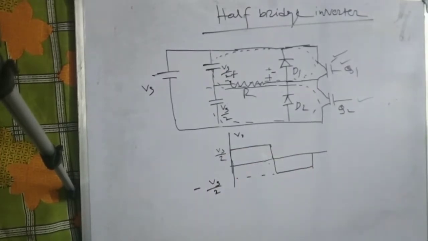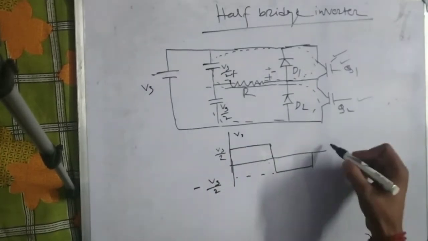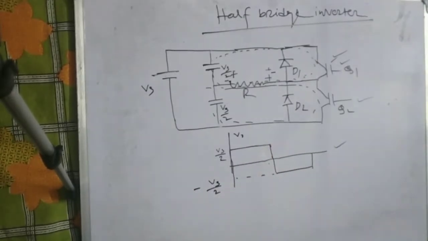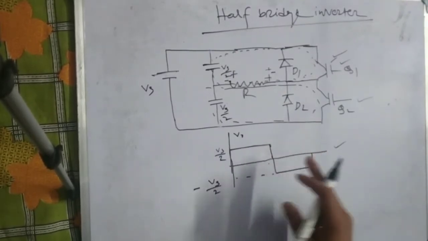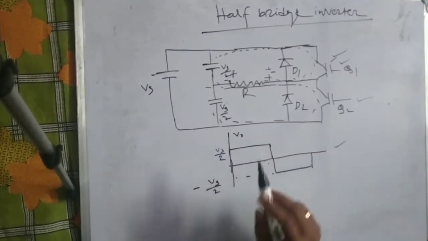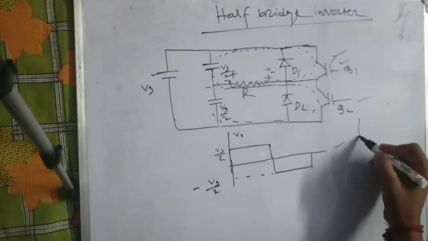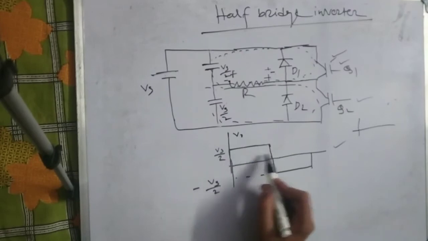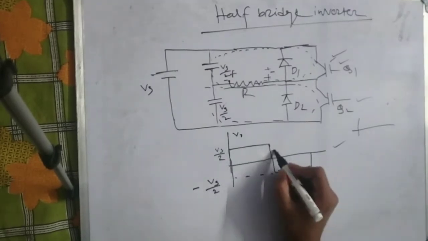Now we have a question. In the output we are getting this type of waveform. Is it AC or DC? Is it DC? No, because in DC there must be some average value. If we want to find the average value of this voltage waveform, what will we get? Let's see.